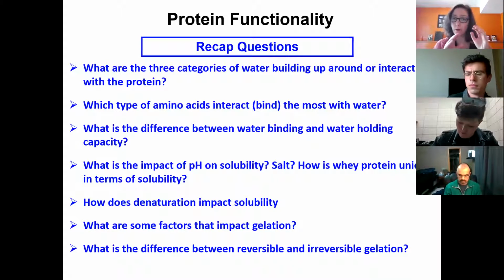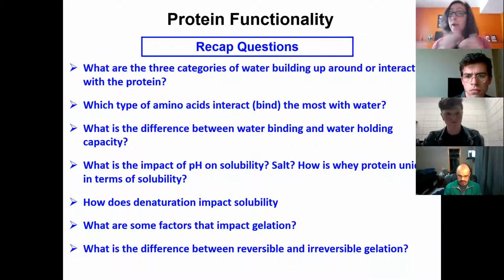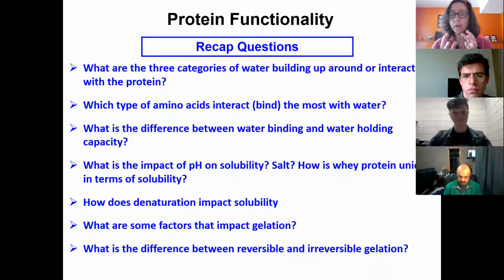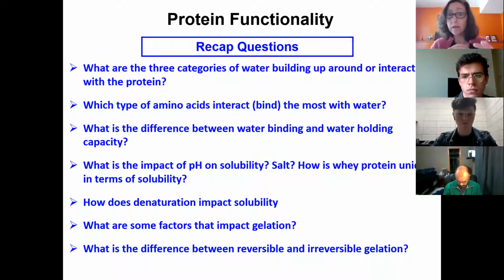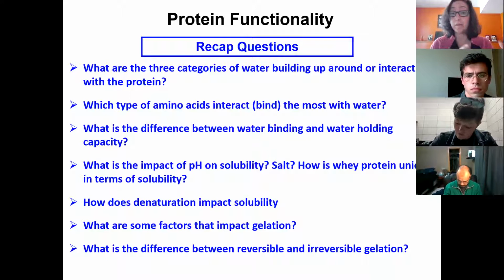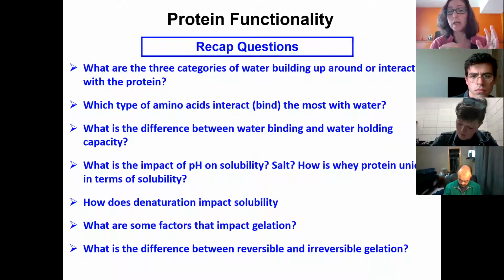The strongly bound water, where the water is interacting with the protein via dipole-dipole interactions and hydrogen bonding. So this water is not available for chemical reactions, and it requires higher temperature to evaporate. And it doesn't freeze the same way as the free water. And then you have the monolayer. When you finish building the monolayer, you start having multi-layer.